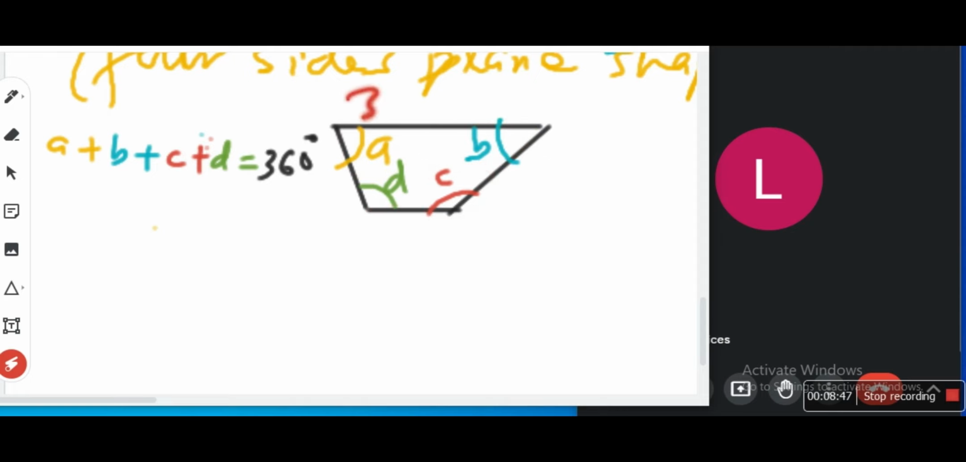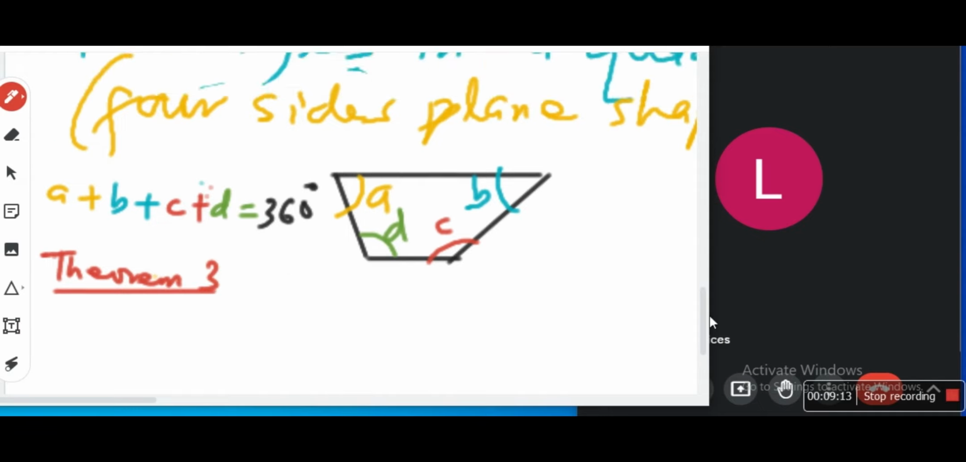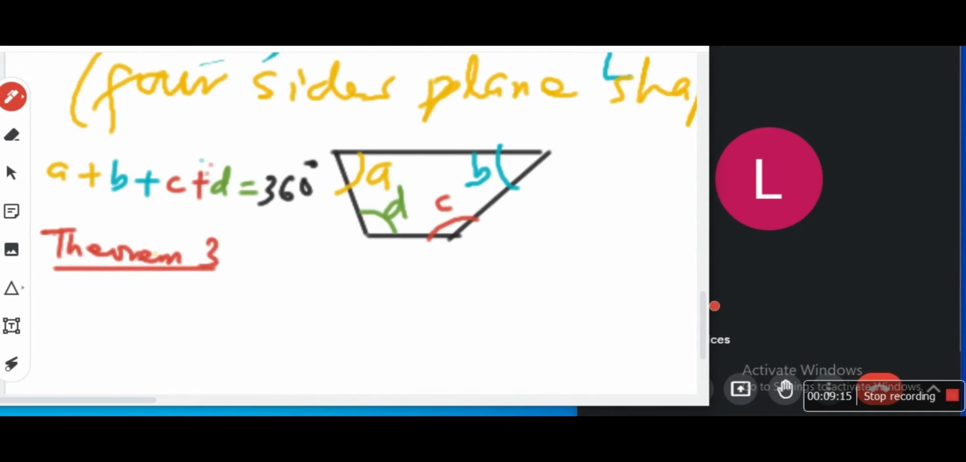Because we said 360 minus A minus B minus C, or we add up A, B, and C together and subtract it from 360. The remaining thing must be D. Alright, I can call this Theorem 3. Let me see where I am. This is Theorem 3, so this should be Theorem 4.